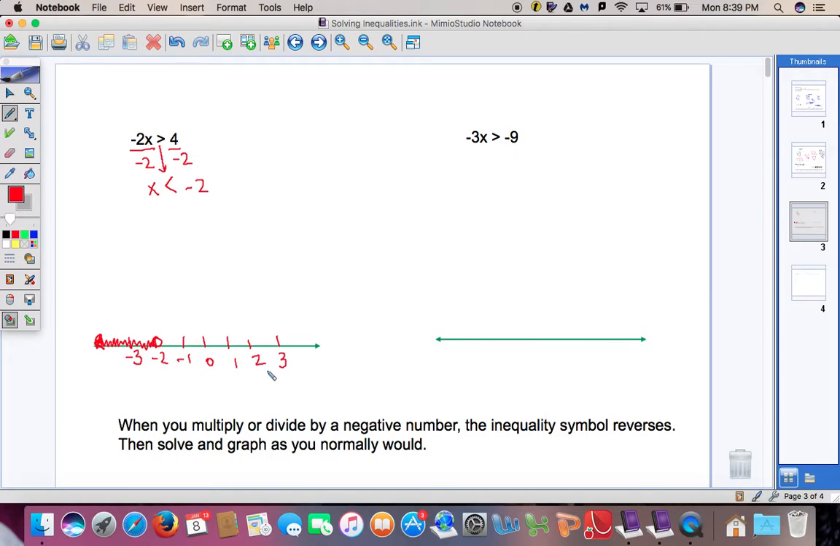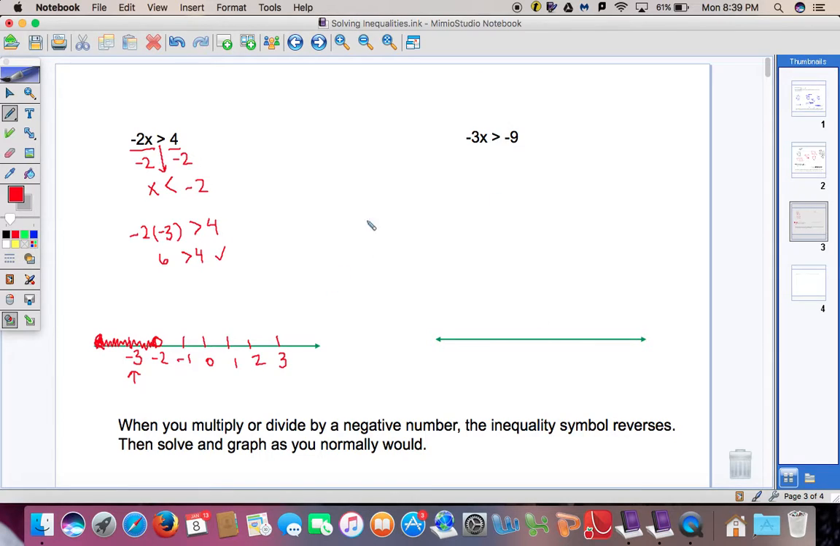Now I can check my work. Let's use this integer here, negative 3, to check and see if this works. Negative 2 times negative 3, is that greater than 4? Negative 2 times negative 3 is positive 6, and positive 6 is greater than 4, so that's going to check out. So we reverse the symbols when we divide or multiply by a negative number.